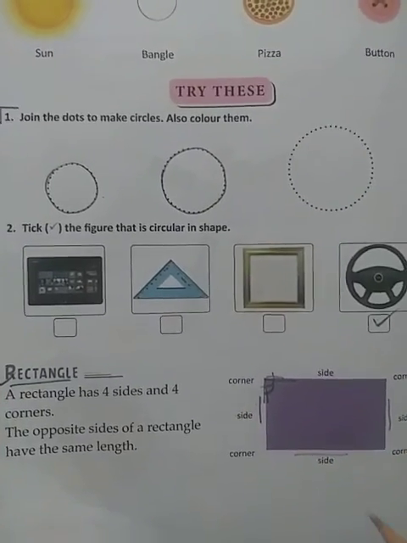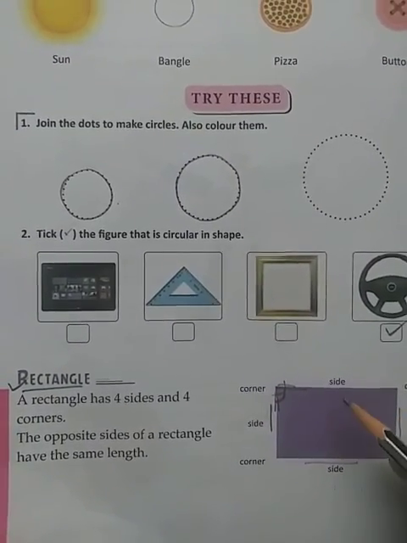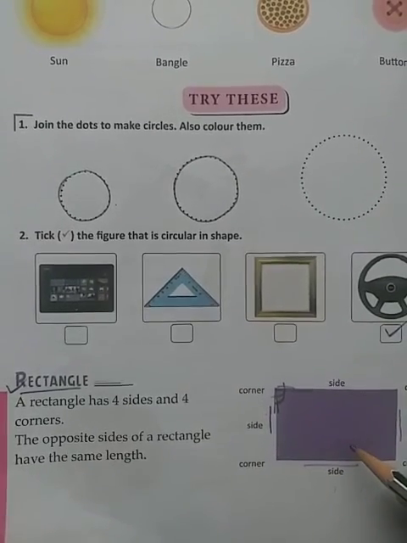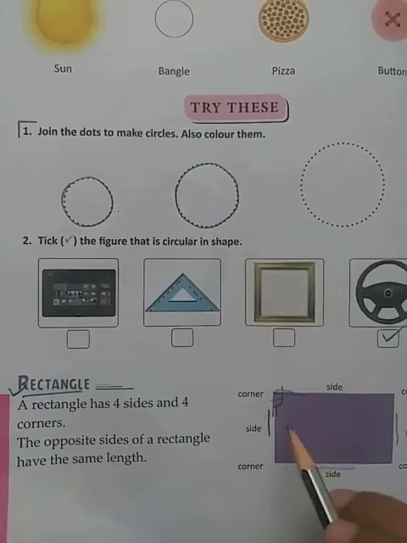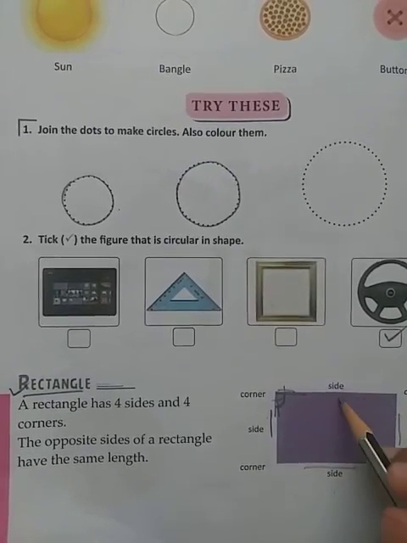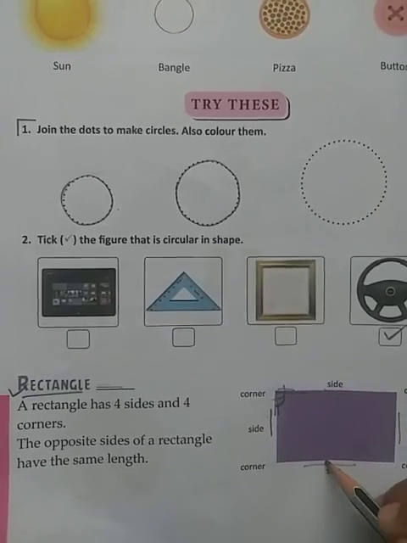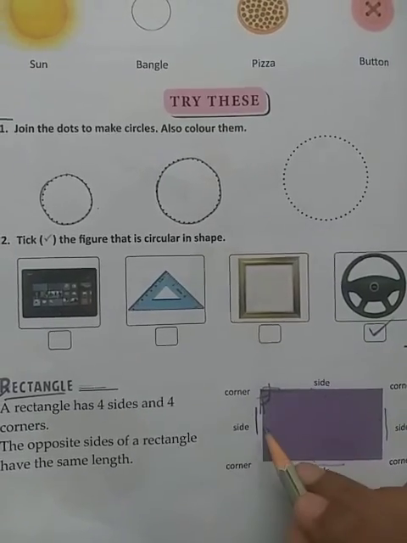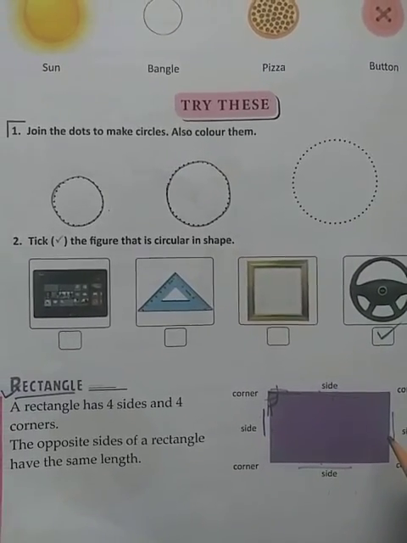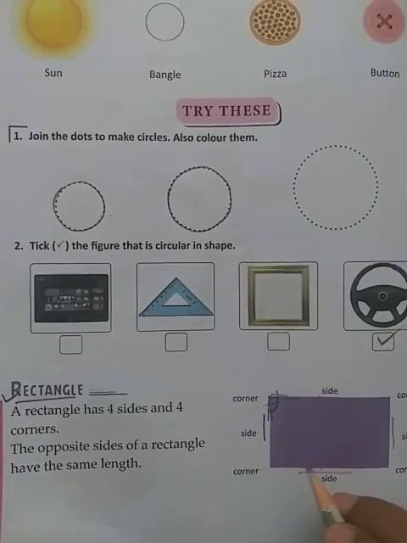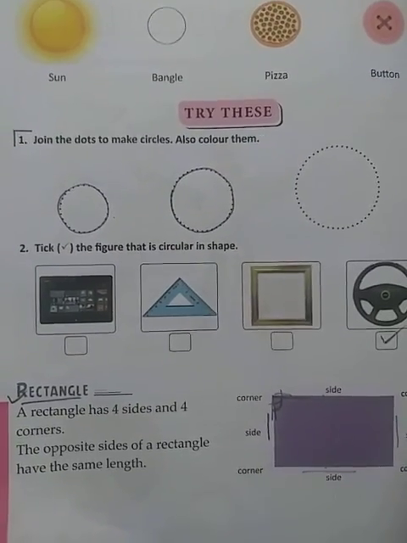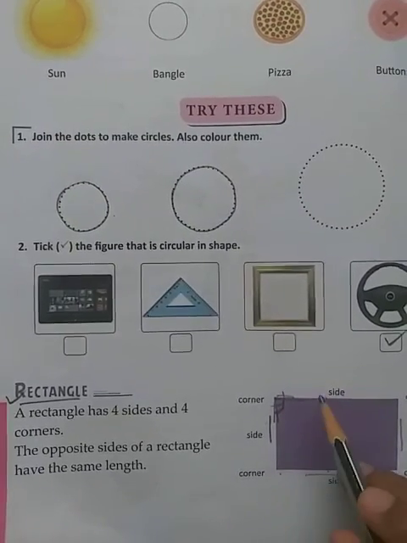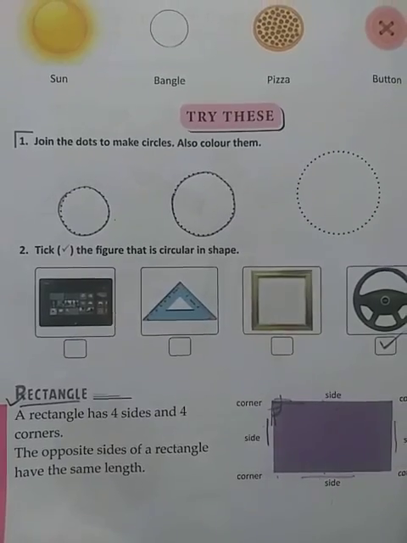The rectangle's opposite sides have the same length. This and this are opposite sides. So this side and this side have the same length, and this side and this side have the same length. So the opposite sides of a rectangle have the same length. A rectangle has four sides, four corners, and its opposite sides are equal.